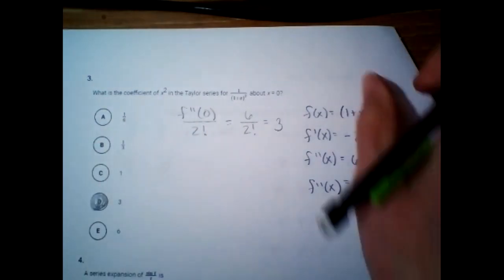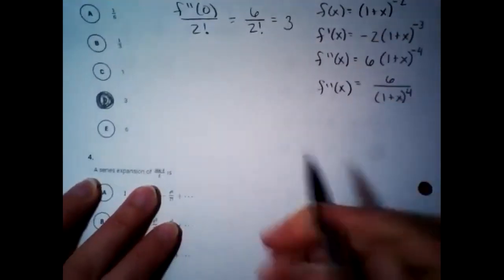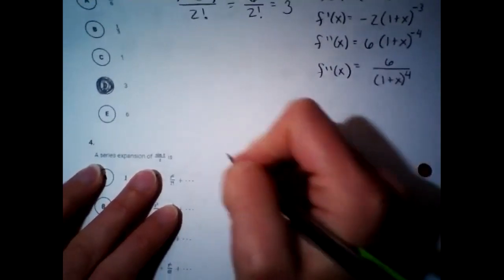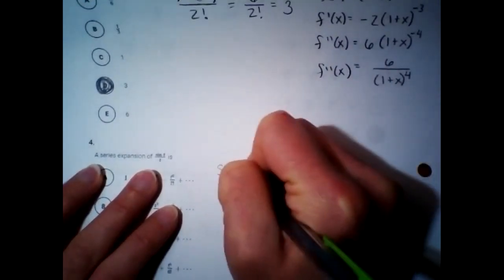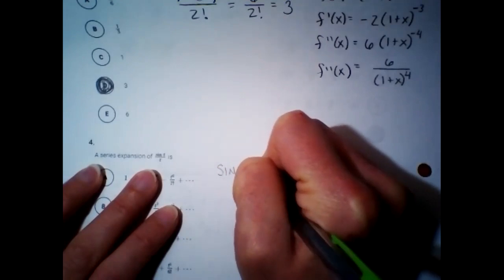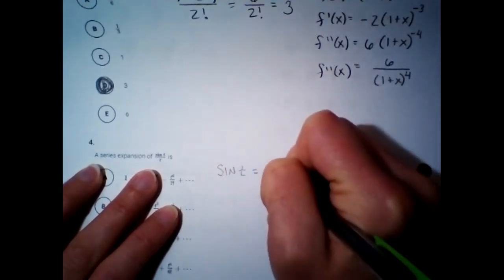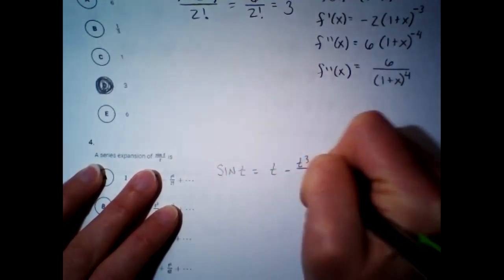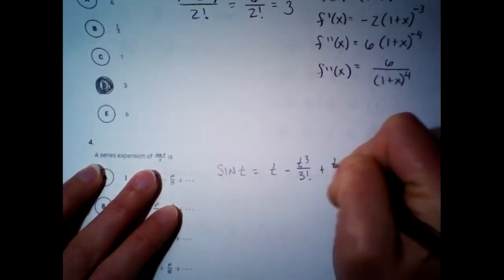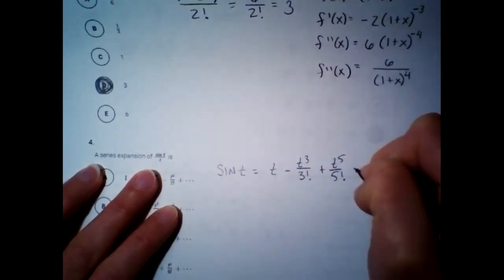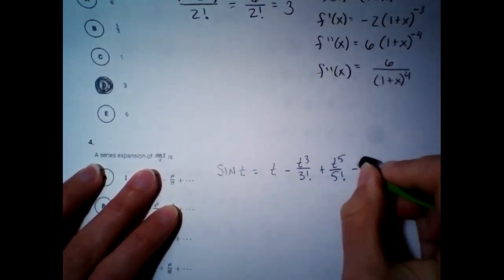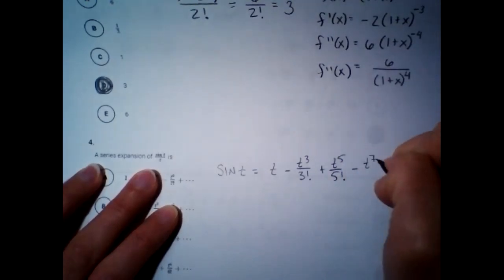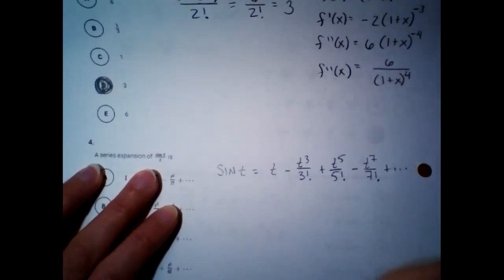All right, a series expansion of sine of t over t. So I just use t's instead of x's, but here I'll go ahead and write out sine of x again, but I'll write it with the t's here. So it'll be t minus t cubed over 3 factorial plus t to the 5th over 5 factorial. I almost wrote an x there. Minus t to the 7th over 7 factorial, and on and on.